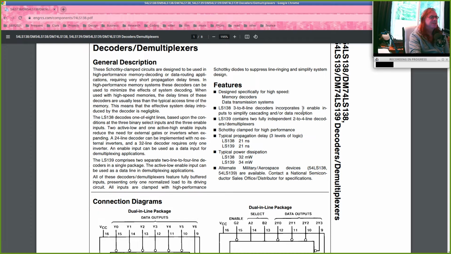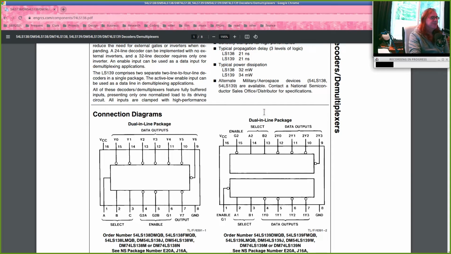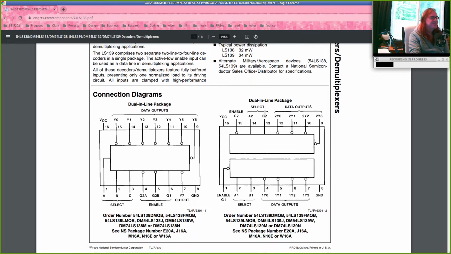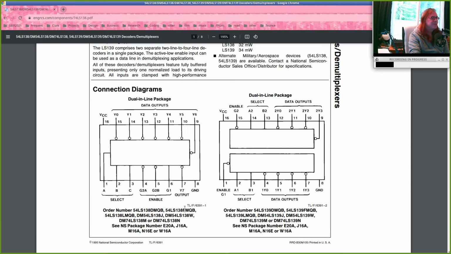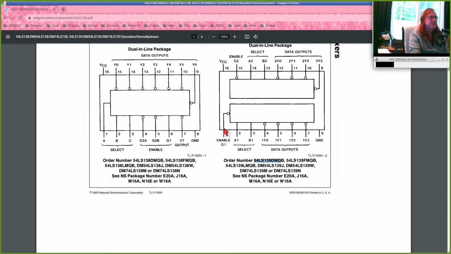But it's a 3 to 8 decoder. And if you know what a decoder or a demultiplexer is, that probably tells you all you need to know as far as, do I want to keep reading this? There's one data sheet for a lot of different devices. There's a 54LS138. There's a 74LS138 with all of these different extensions on the end, which have to do with types of packages and so on. And then there's the 139, which is a slightly different version, but these are close enough that one data sheet can tell you what you need to know about both of these.